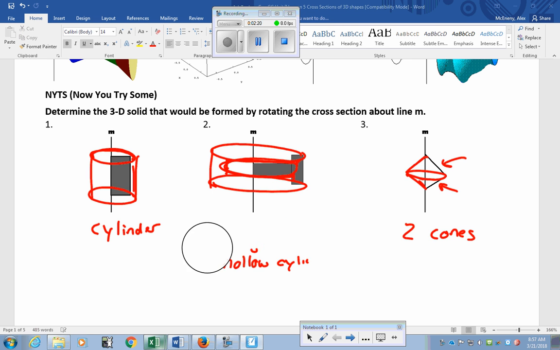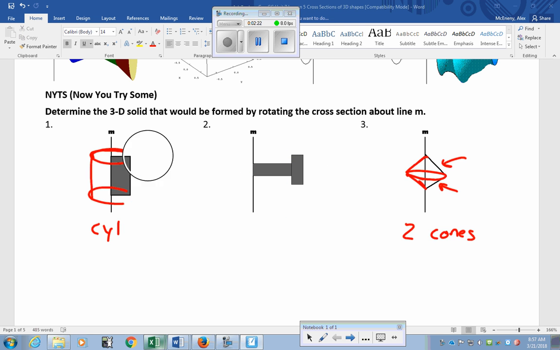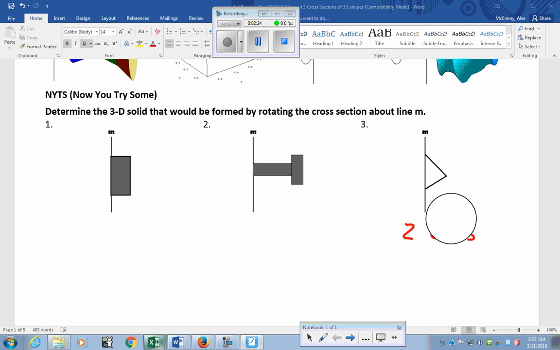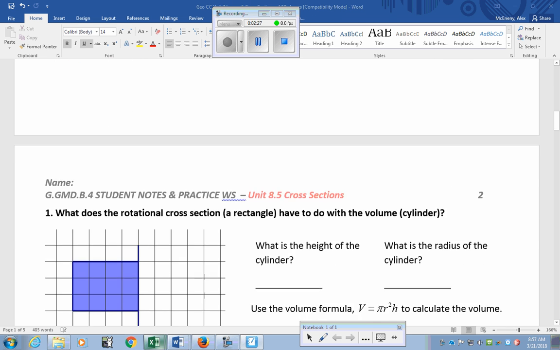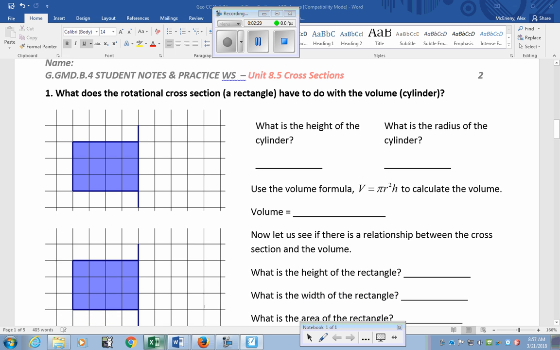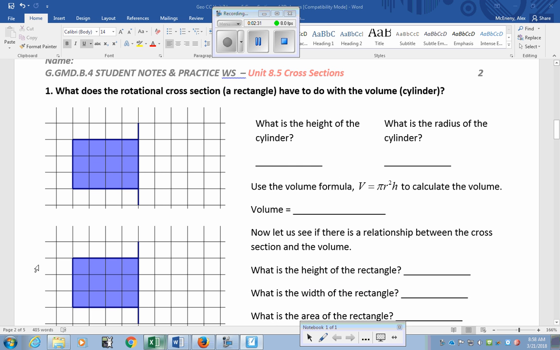So I'm going to go ahead and erase that, and we're going to go to the back of this page, and look at the top problem on the back, which is trying to relate the cross sections to the actual volumes of the shape. Like if you look at question 1, they give us a cross section of the cylinder. And this line in the center represents that rotational point. And they're asking us about the height and the radius of that cylinder.